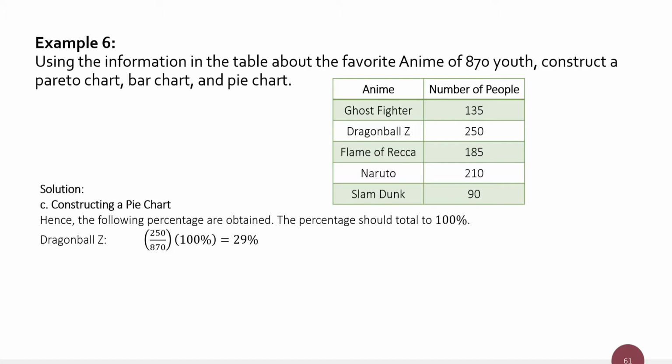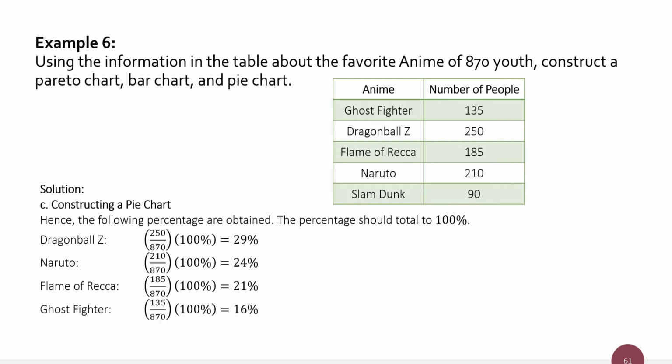So first, for the Dragon Ball Z, 250 yung ating frequency, then may total na 870, times 100%, so merong 29%. Ang Naruto is 210 over 870 times 100%, so sagot is 24%. Ang Flame of Recca is 185 divided by 870 times 100% is 21%.